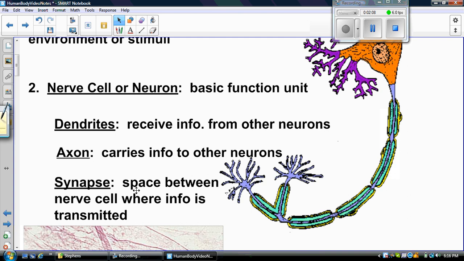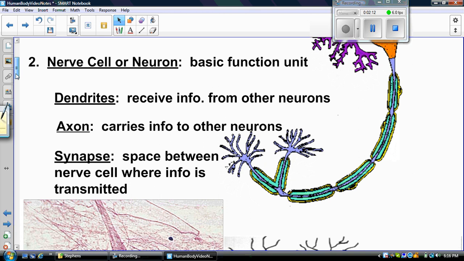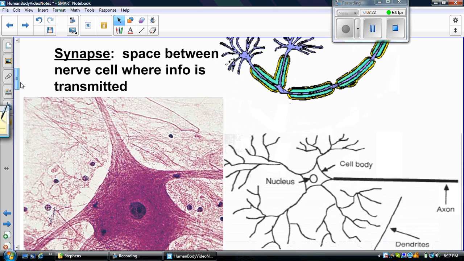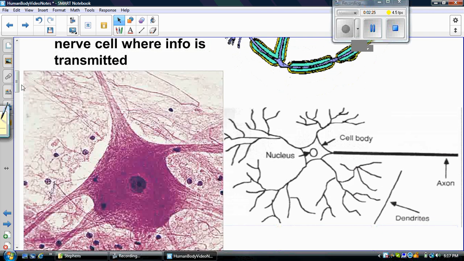Now, the nerve cells do not touch. So in order to send and receive messages, you would think that they would need to touch, but they don't. What they have is what's called a synapse, which is a space between the nerve cells where information is transmitted. So it's actually a gap between nerve cells.